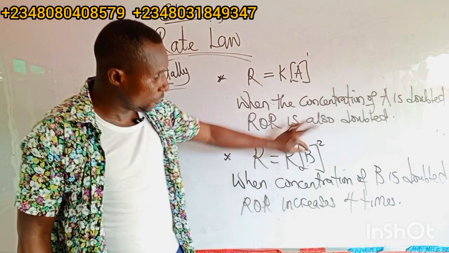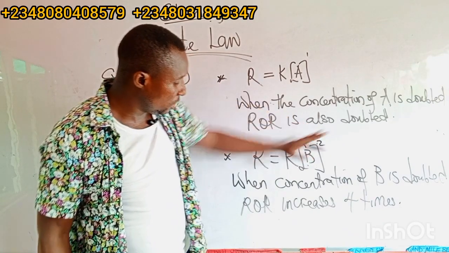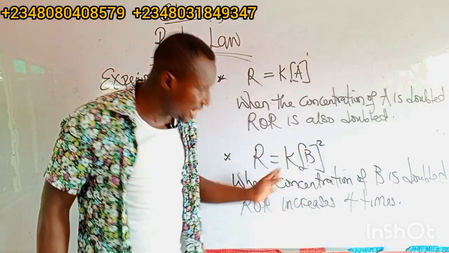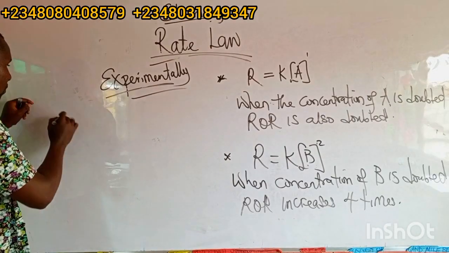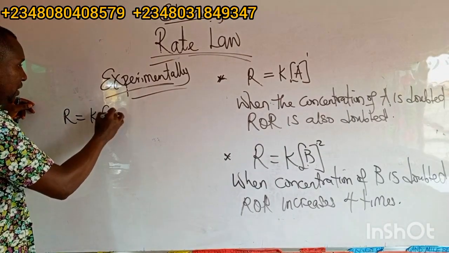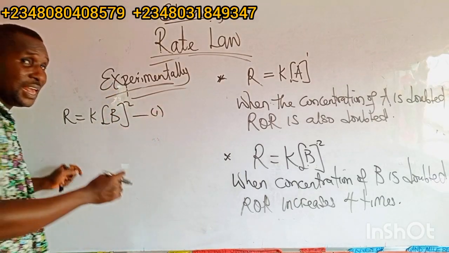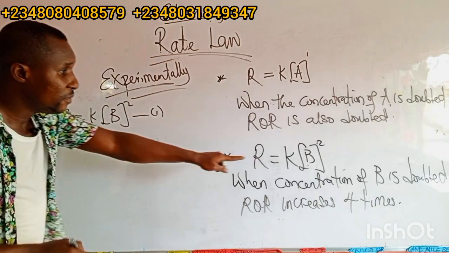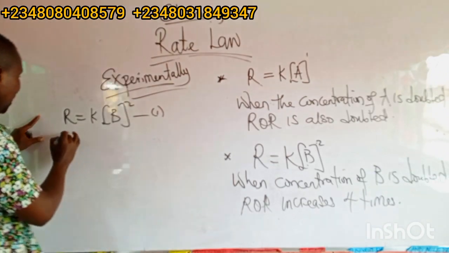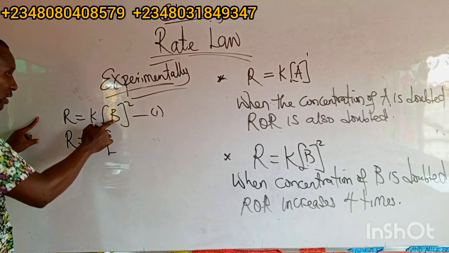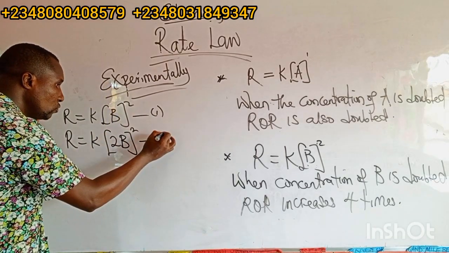When concentration of B is doubled, rate of reaction increases 4 times. Let's see if it will work. You have R equal to K into B raised to power 2, second order. Let me call this equation 1. In second order, when concentration of B is doubled, rate of reaction increases by 4. R equal to K into 2B raised to power 2, equation 2.